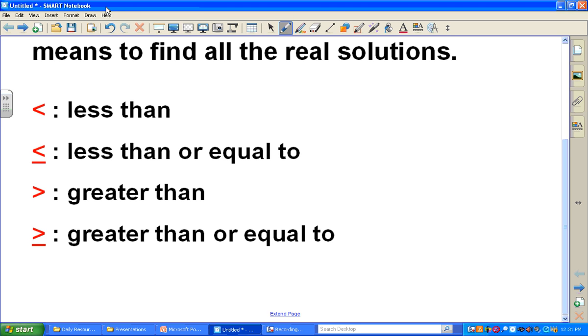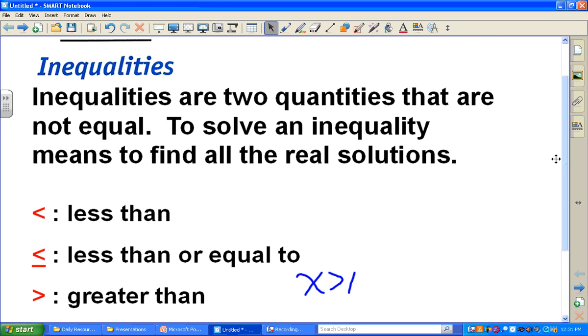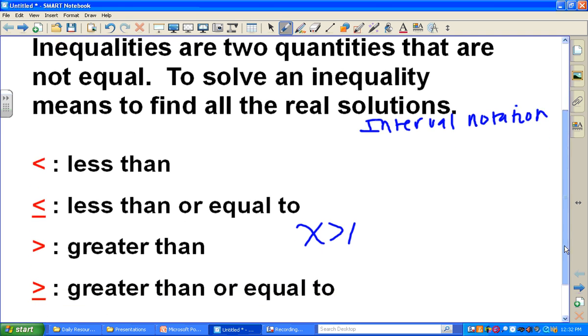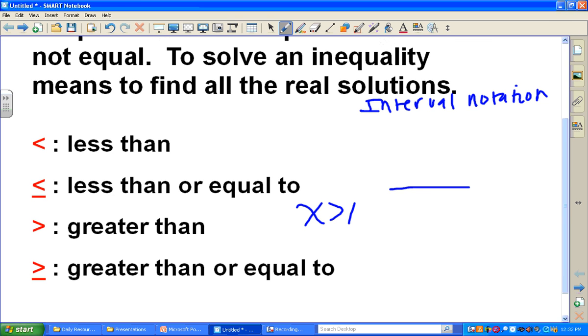X is greater than 1. For the inequalities, you have to remember that there's a way of writing your solutions known as interval notation. Okay? Interval notation. It has to do with the number line. If you want your solutions in interval notation, if your answer was X is greater than 1, on the number line it'd be 1 with an open circle and an arrow to the right.